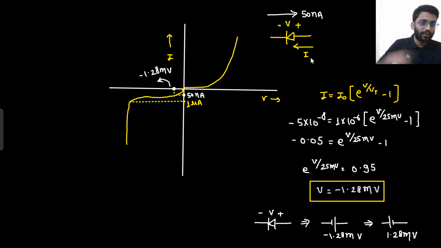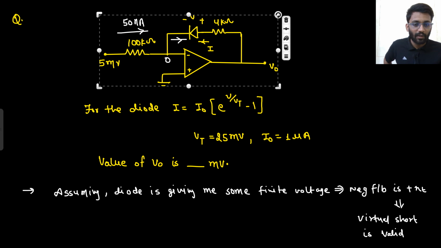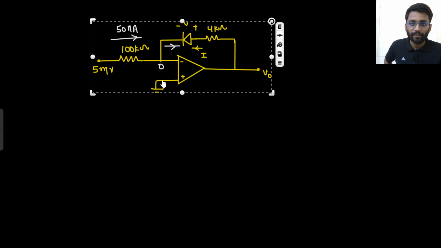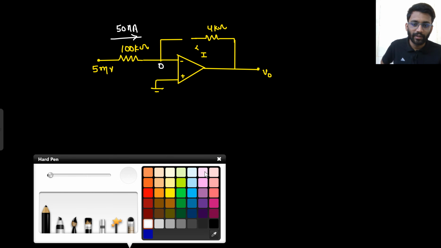But for the given diode, for the given circuitry, the voltage V is taken from P to N. So from P to N, my voltage is minus 1.28 millivolt. So from N to P, I am having plus 1.28 millivolt. So in this particular circuitry, how will it be replaced? This will be replaced with a battery of 1.28 millivolt.